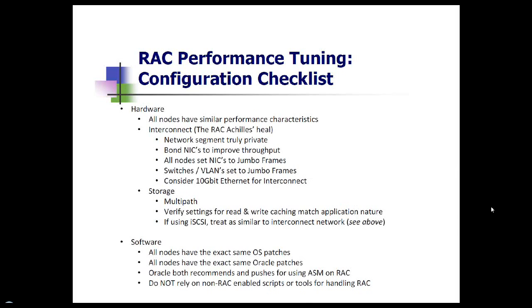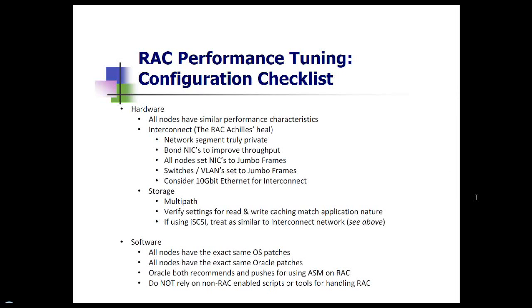Is it truly on its own private segment? Have I bonded together NICs to improve the throughput? Are all the nodes and all of the NICs on those nodes set to use jumbo frames? And are my switches, and if I set up VLANs on my switches, have those been set up to use jumbo frames, and have they all been set up to use the same size jumbo frames? And finally, we're in an age now where we can consider 10 gigabit Ethernet for the interconnect, and for the $600 a card it costs, that's sort of a no-brainer for my customers. I pretty much tell them, get the 10 gigabit.